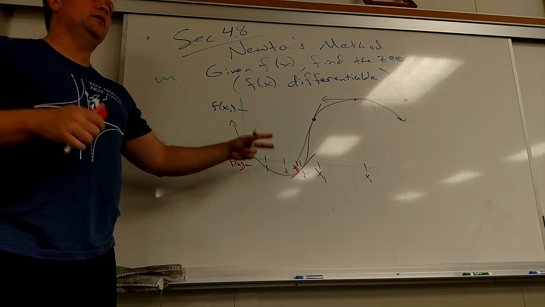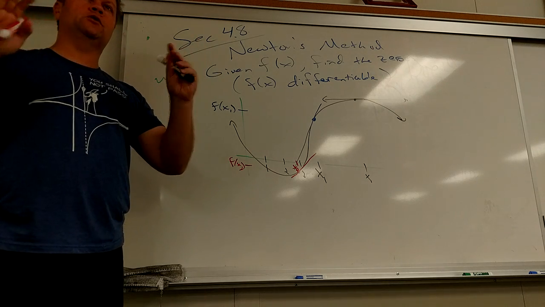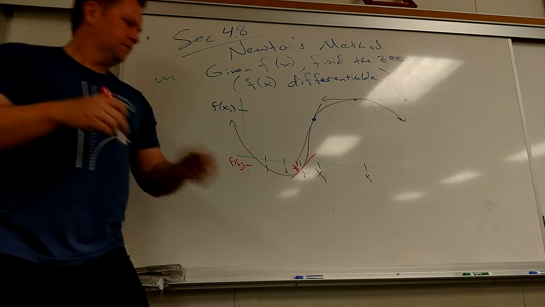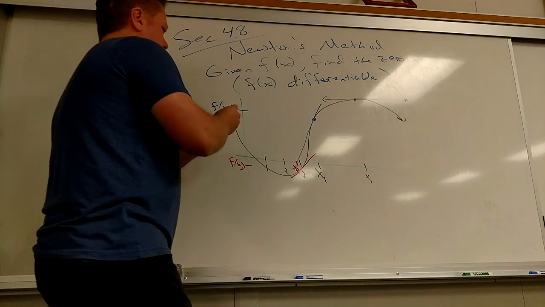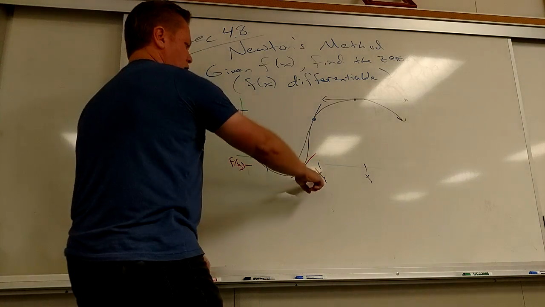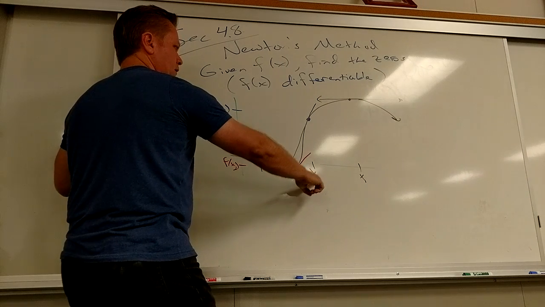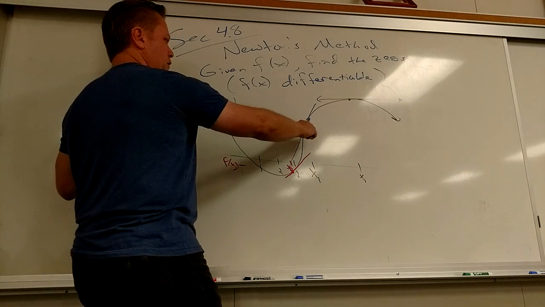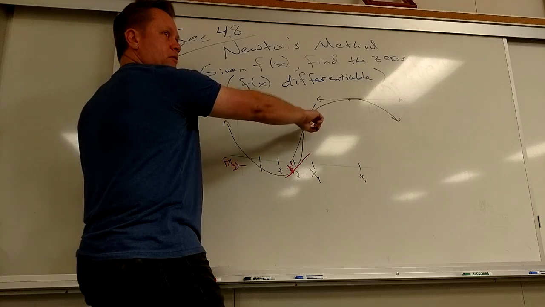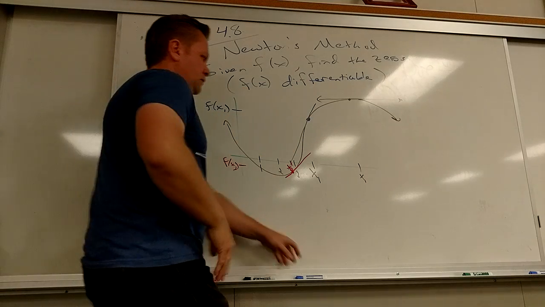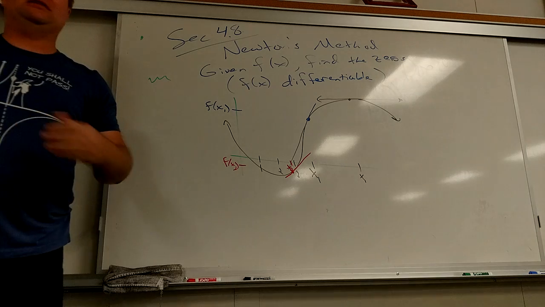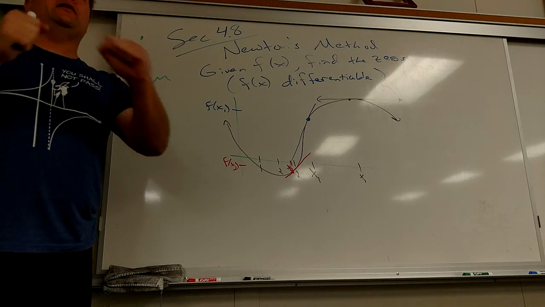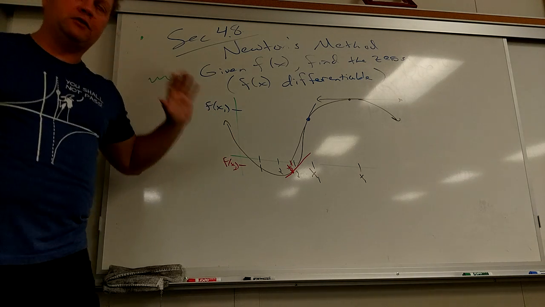Here's the idea. What does this turn into in terms of a process? So let's look at what we got. Let's back up to our first guess here. Here's x1. Here's f of x1. What's the slope of this tangent line? And you're all like, 7? No. How would I find the slope of that tangent line? What would I have to do to find the slope?